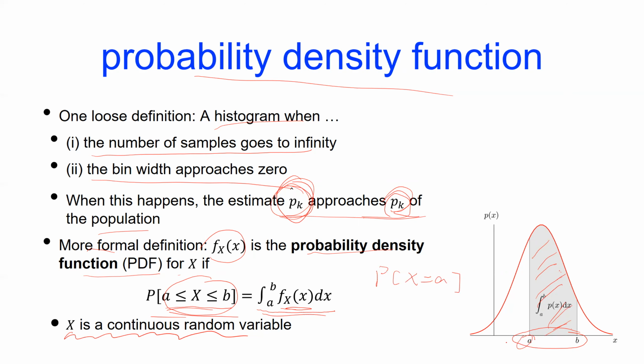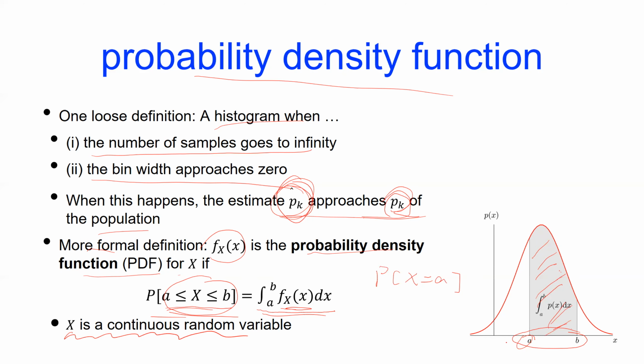Anyone want to give a try? Yes, exactly. 0. Why? Because think about it in terms of limit. We are trying to make our bin size approach 0. So the probability associated with a particular point in this continuous case is super tiny, almost 0. So in the continuous random variable case, the probability of a particular value is 0.